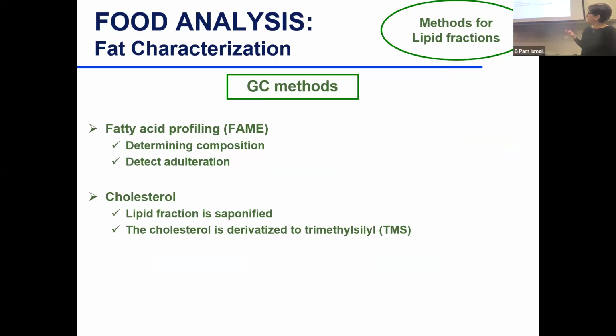And cholesterol is a non-saponifiable matter. So when you saponify the fat, triglycerides will be saponified into glycerol and fatty acids, but cholesterol is not saponifiable. So after saponification, you separate the saponified material from the non-saponified material, which would be cholesterol. And then you derivatize with trimethylsilane and you do GC-FID, and you can determine cholesterol.